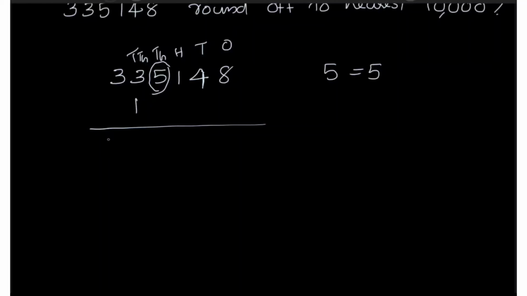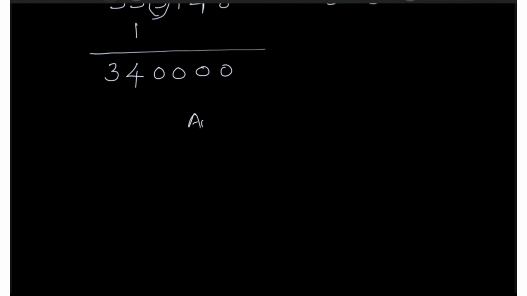Then the left side places are rewritten like this, and the right side places are converted into 0. Here 3 plus 1 equal to 4. All the rest right side place values are converted into 0, and our answer is equal to 340,000. This is the very simple technique.